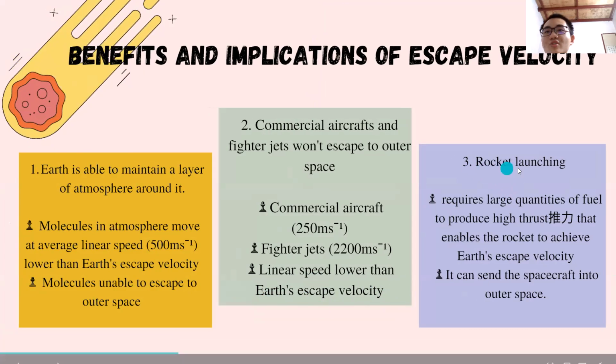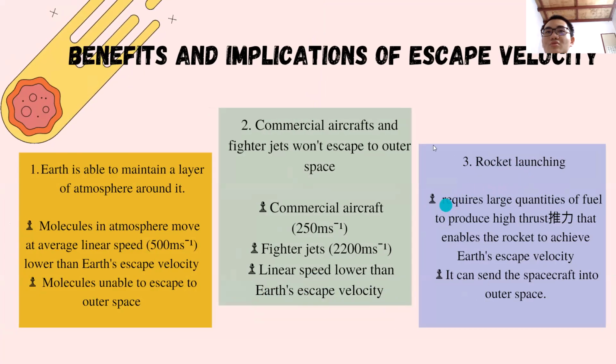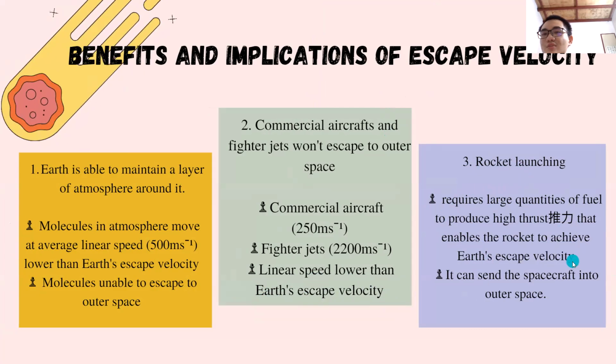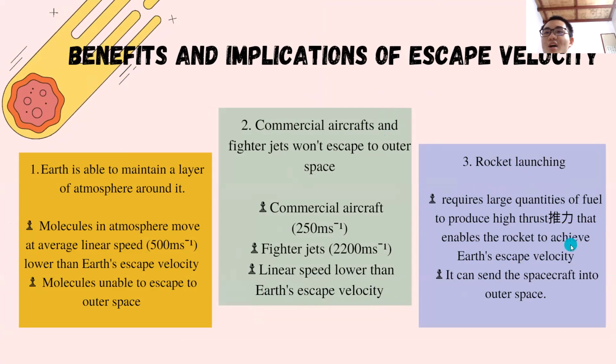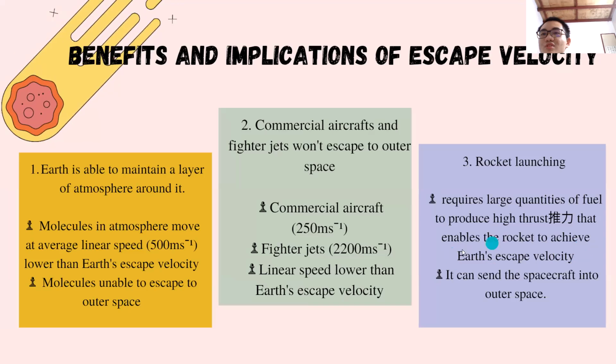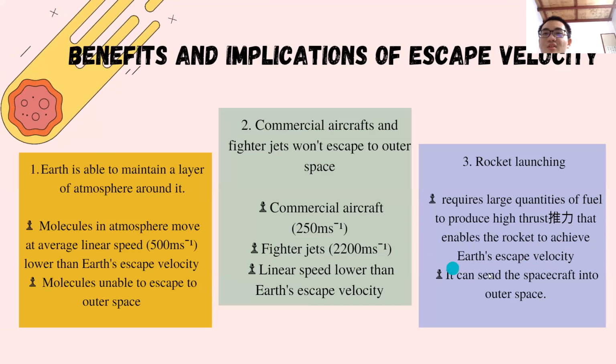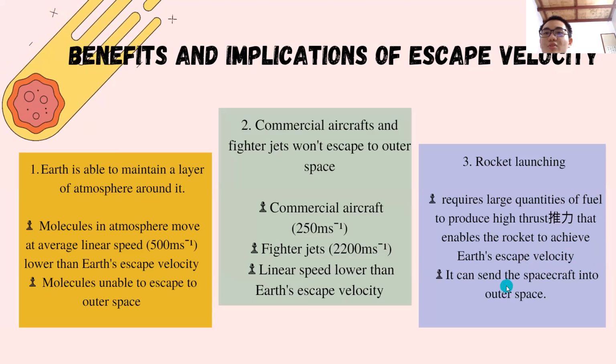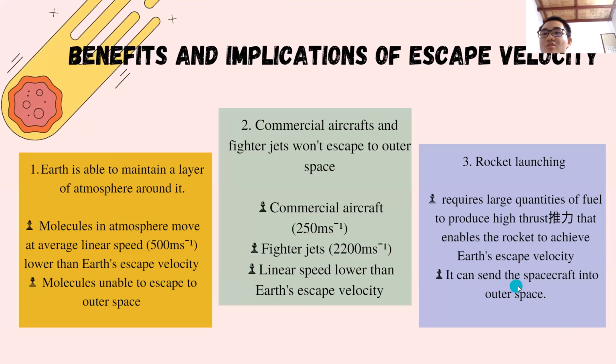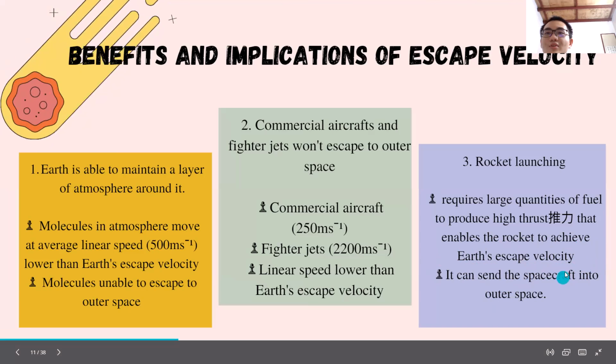Third is rocket launching. Due to the high escape velocity of Earth, a large quantity of fuel is required to produce high thrust that enables the rocket to achieve Earth's escape velocity. The high thrust is pushed to the ground, and based on Newton's third law of motion, there's a force with the same magnitude in the opposite direction. It pushes back the rocket and pushes it to outer space. The function of the rocket is to send the spacecraft into outer space.